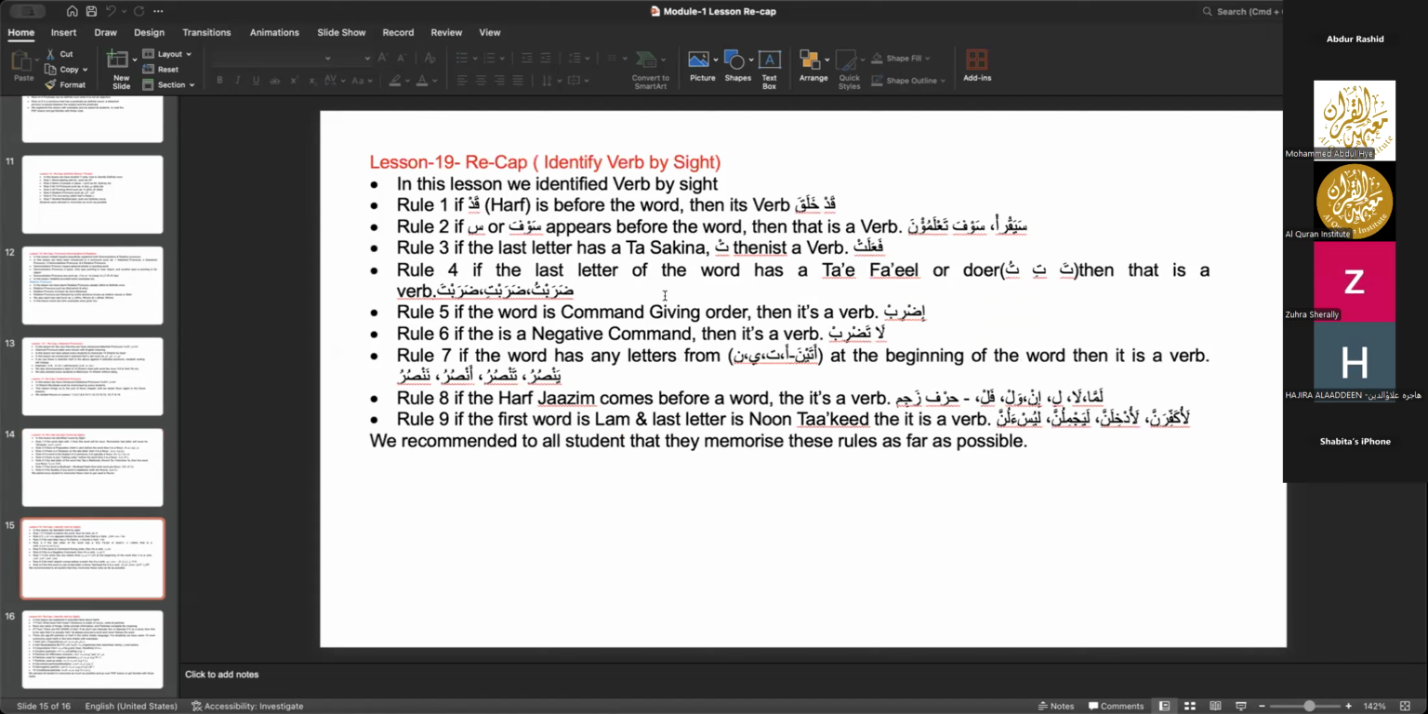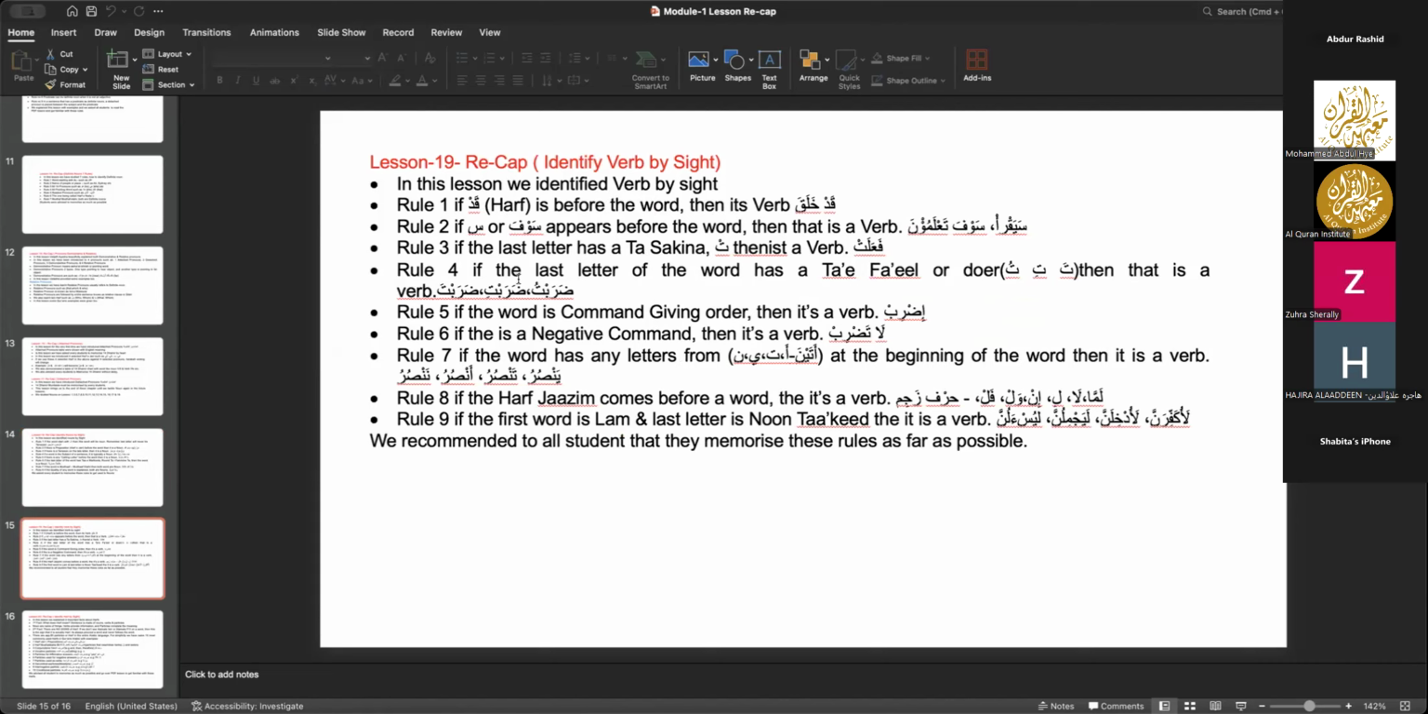Number 19, lesson recap, identifying verbs by sight. In this lesson, we identify verbs by sight. Rule number 1 was if qad, a harf qad, is before the word, then it is a verb. Rule number 2, if sin or sawfa, then it is a verb. Rule number 3, if the last letter has a ta sakina, then it is a verb.